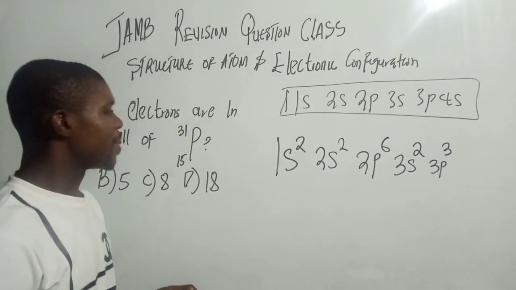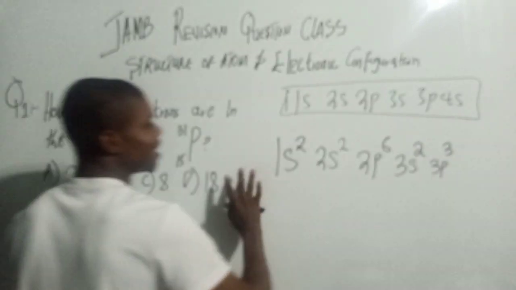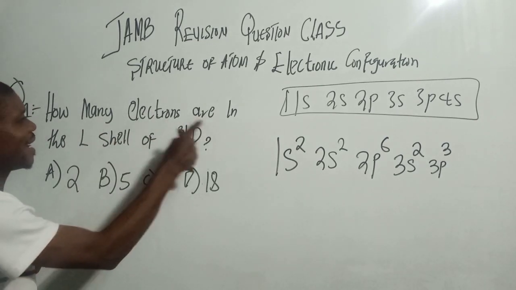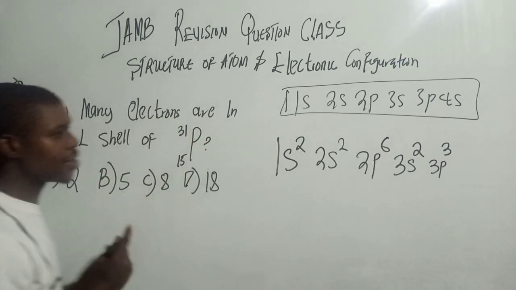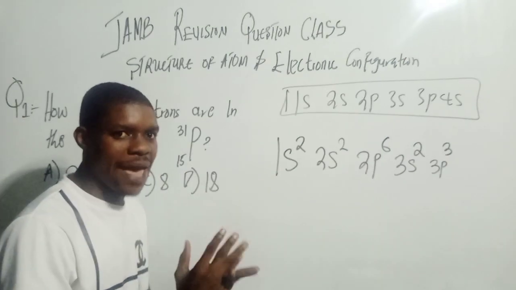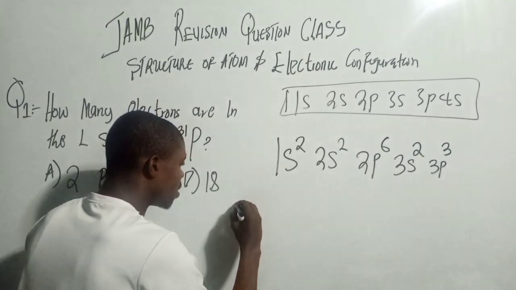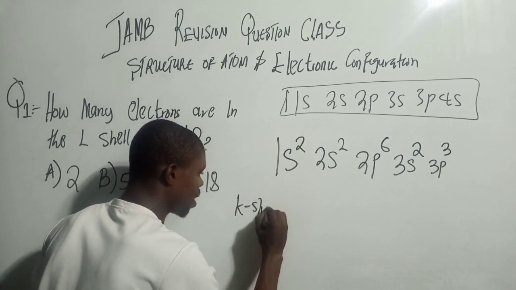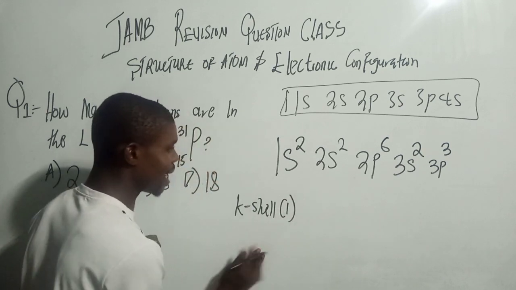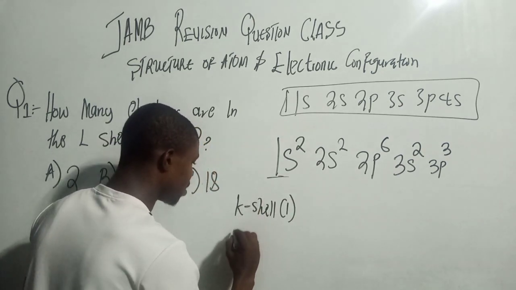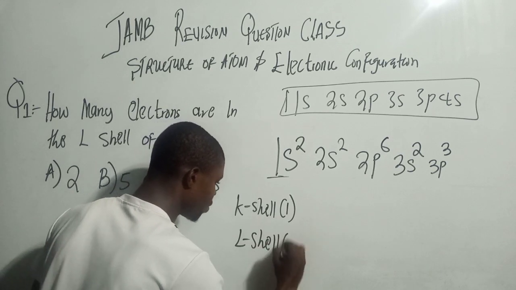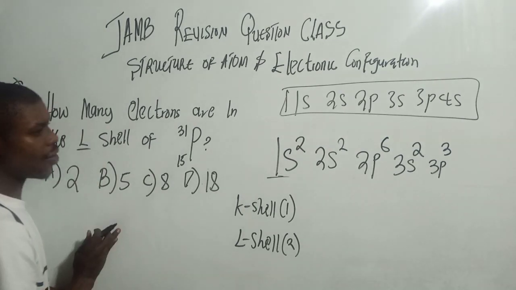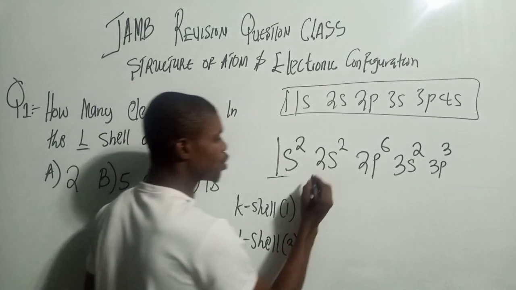Do you understand? Now, that was not the question. This is just the electronic configuration for phosphorus. Do you get that? Now, they ask how many electrons are in the L shell. Remember that KLMN, right? So K is the first energy level. First K shell is the first energy level. That is my number 1. Do you get that? My L shell is my second energy level. My second energy level is 2.